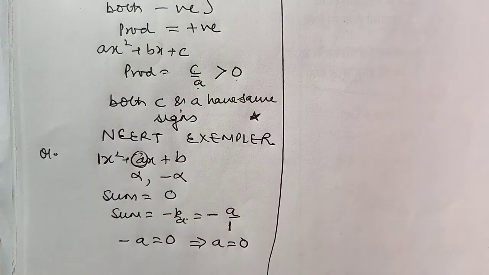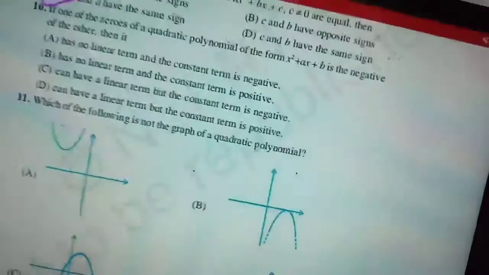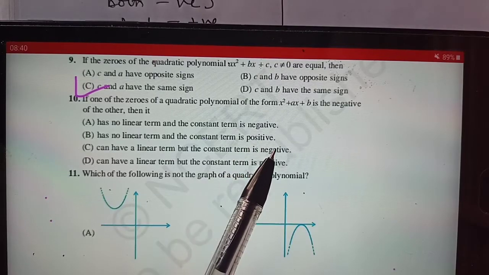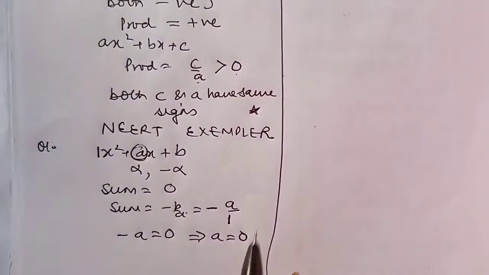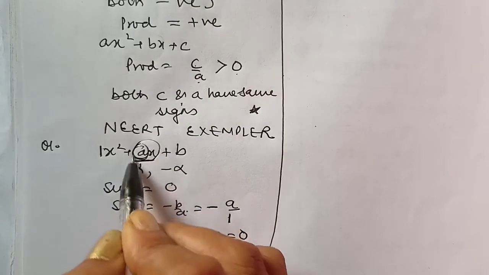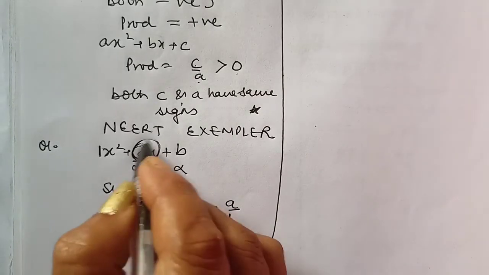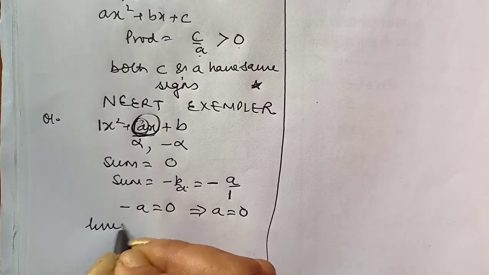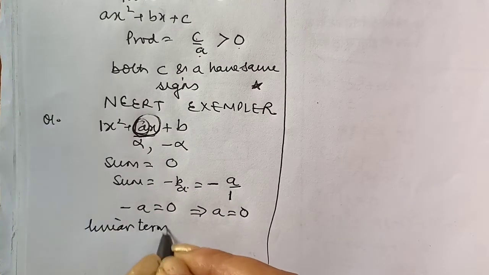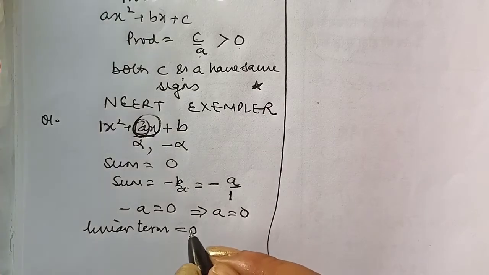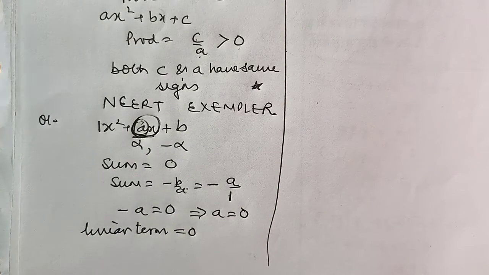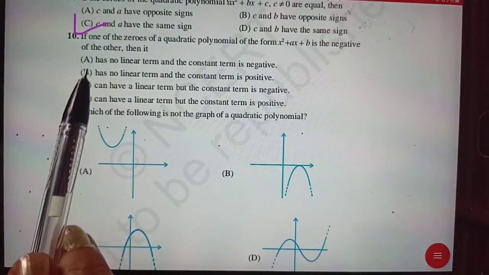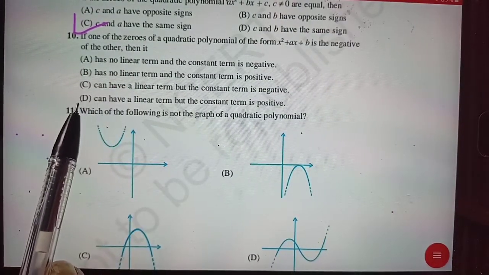After having worked this much, let us check the options. Now it says it has no linear term and the constant term is negative. Firstly, no linear term. If a is 0, then this term becomes 0. So the first thing that we get from this is that the linear term is 0. That qualifies. Okay, now let us see the options again. There are two options which contain no linear term. C and D are ruled out.